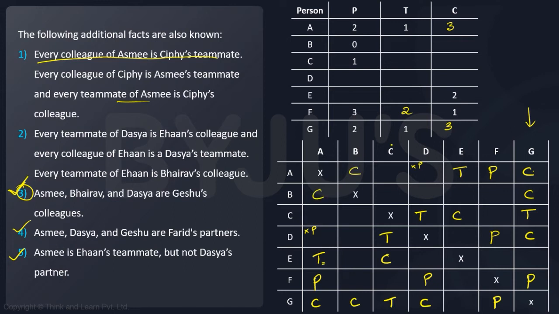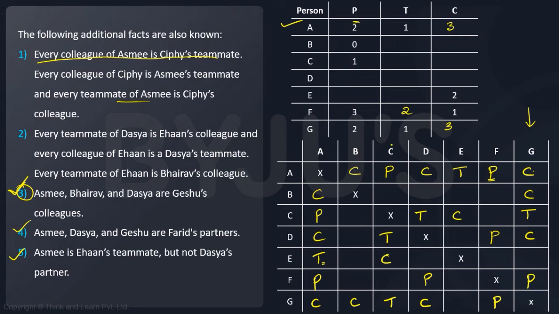Now if you observe A, it is almost filled. We have two partners for A. One partner is already there. And D cannot be a partner, which means only one place remains for a partner, and this has to be a partner. So now we can fill up A completely, because we filled two partners. One person who is the teammate is done. So this third has to be a colleague. So A is fully filled.